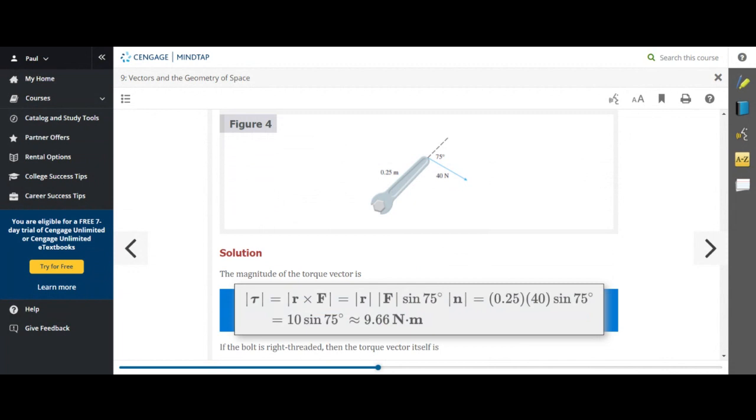So here, the magnitude of the torque is equal to the magnitude of the cross product of the wrench and force vector, and you're going to get 9.66 Newton meters. All right, are there any questions on that?